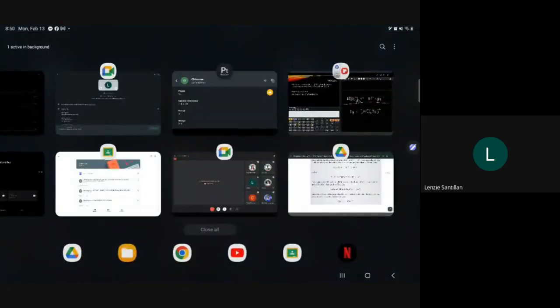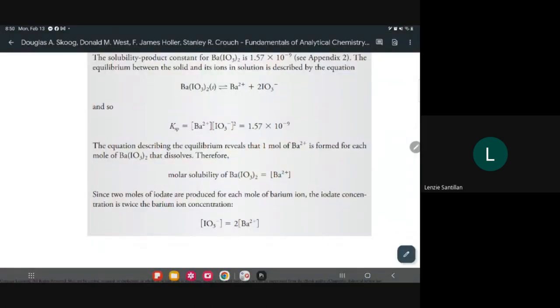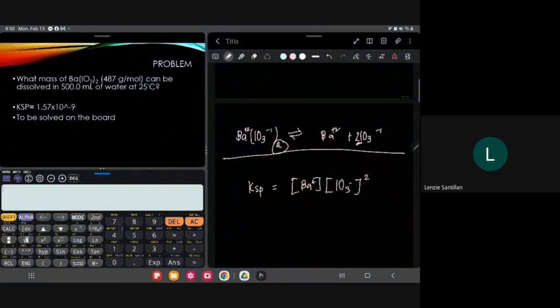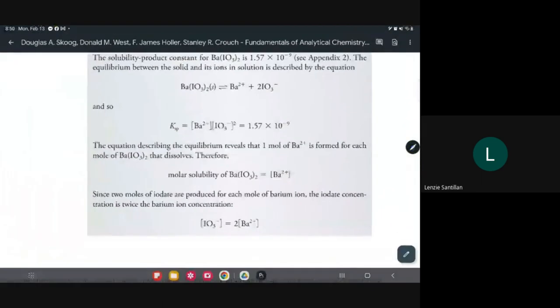Okay, so ito yon. Dito na tayo. So, barium iodate. And the KSP value daw is, given ba? KSP value is 1.57 times 10 raised to negative 9. We just have to rewrite barium. And we have to rewrite iodate. Okay, next natin. Anong sabi ni Skoog? The equation describing the equilibrium reveals that 1 mole of barium is formed for each mole of barium iodate that dissolves. Therefore, the molar solubility of barium iodate is equivalent to barium. Again, ulitin natin. Equivalent daw si barium iodate kay barium.